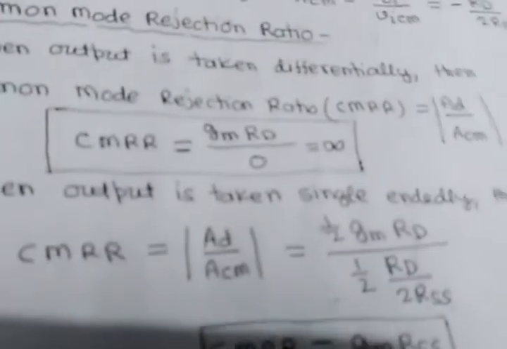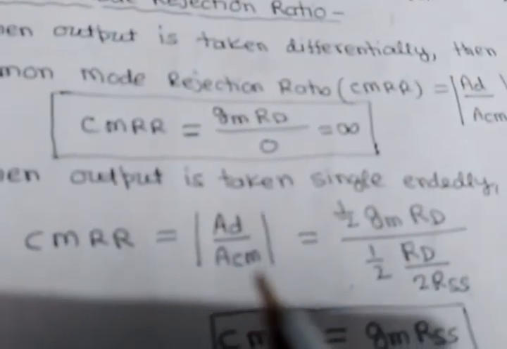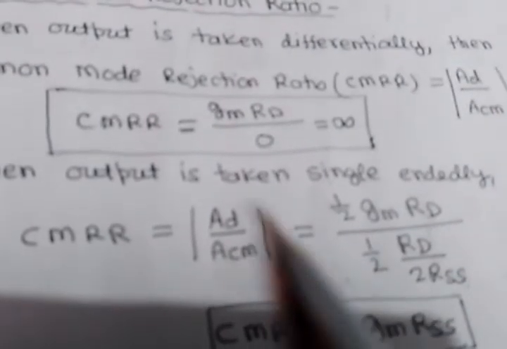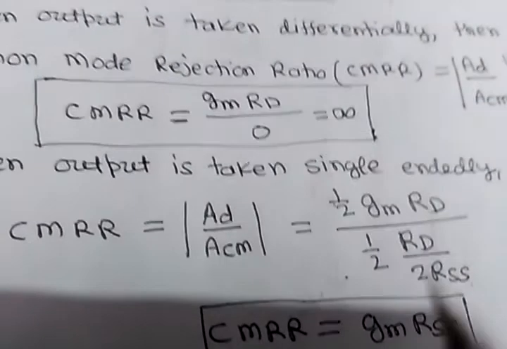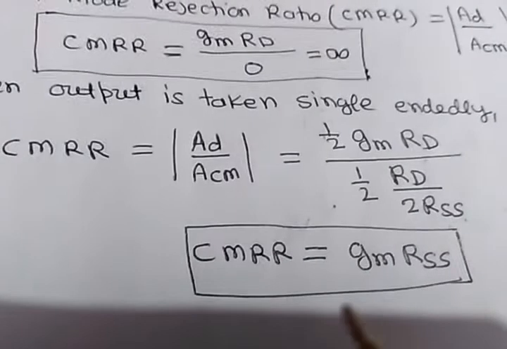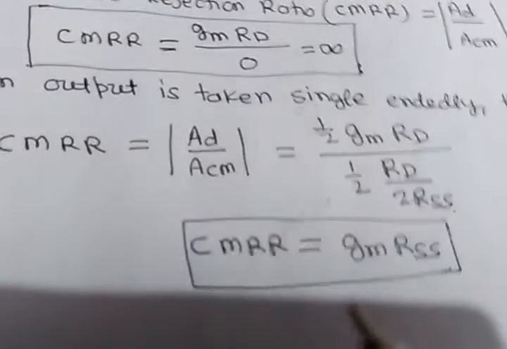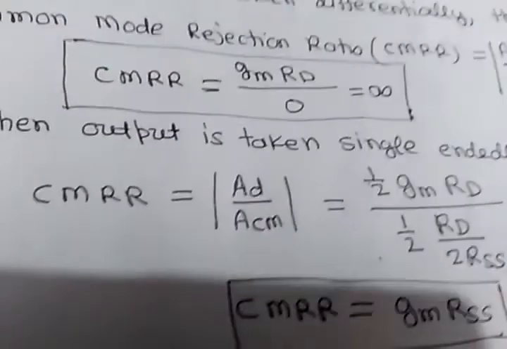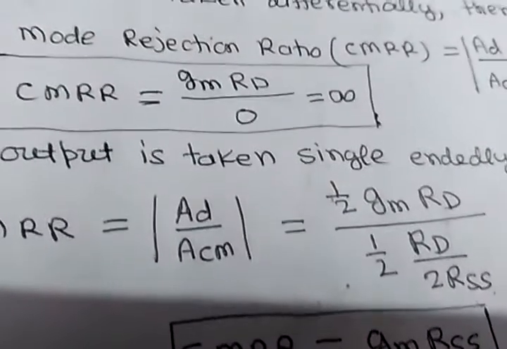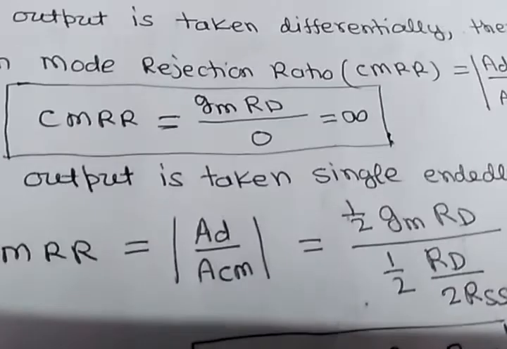In this case, common mode rejection ratio is the mod of AD upon ACM. In case of single-ended output, differential gain is 1 by 2 gm RD and ACM is 1 by 2 RD upon 2RSS. So common mode rejection ratio in this case will be gm RSS. So in this way we have calculated the differential gain, common mode gain and common mode rejection ratio of MOS differential pair.